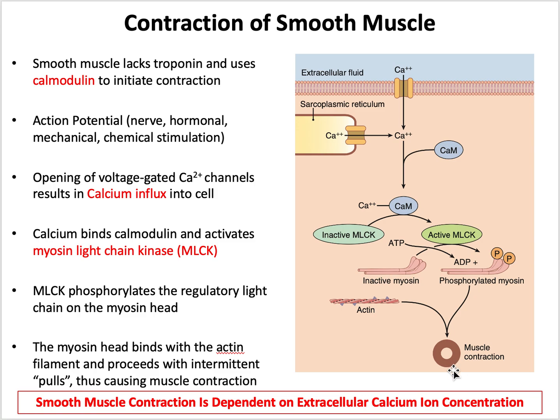All right, so unlike skeletal muscle, we don't have troponin here, right? Calcium will bind calmodulin. Calmodulin activates myosin light chain kinase, which then phosphorylates myosin. And when it is phosphorylated, it can interact with actin. We can get cross-bridge cycling happening, and we can get muscle contraction.